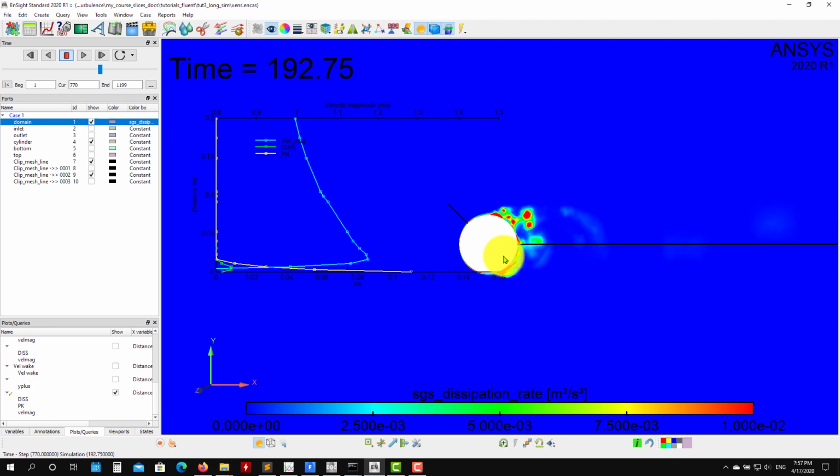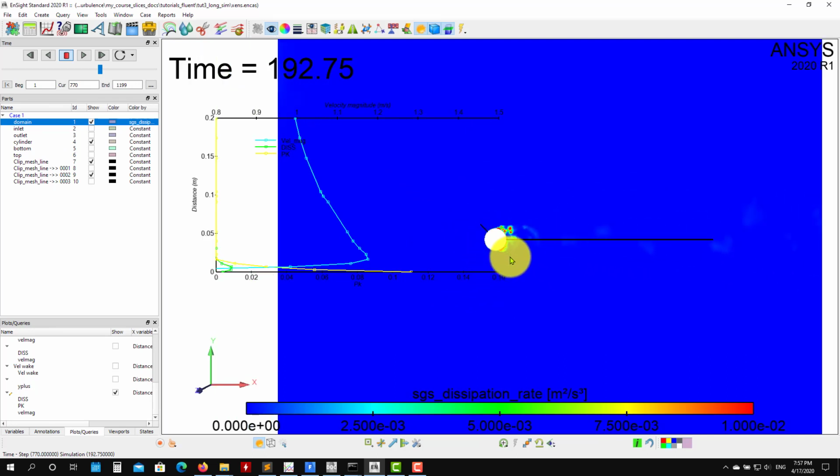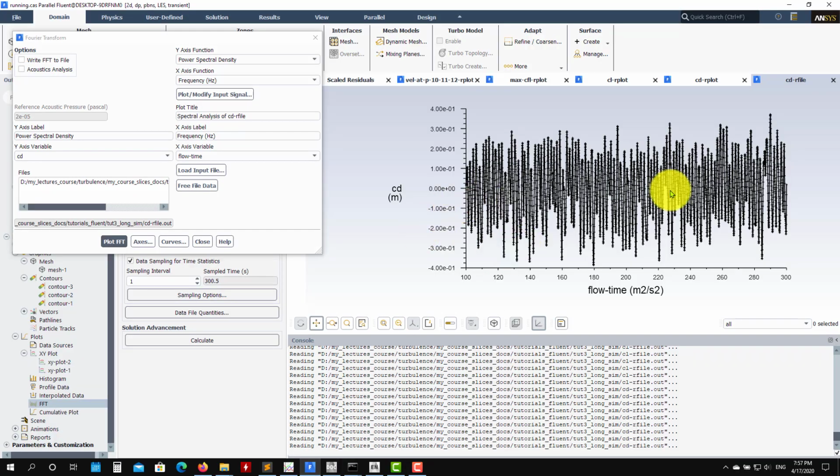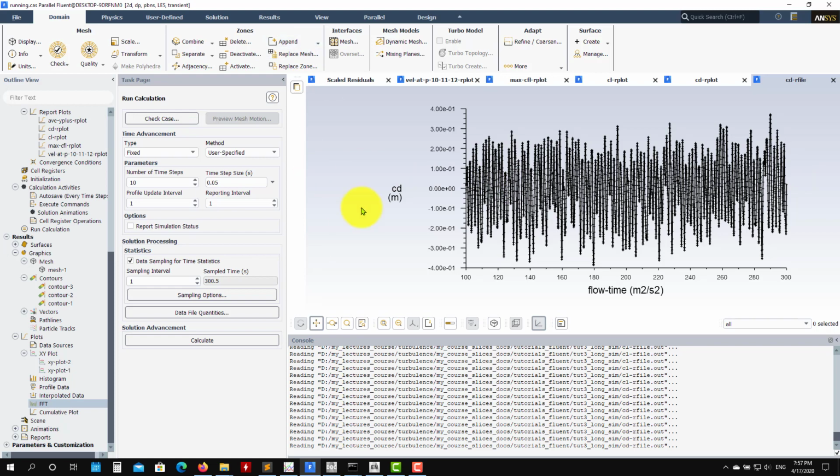I think that's all that I wanted to show you about this one. As you have time, you can run this signal a little bit longer and do the post-processing of this one. It's relatively fast. Okay, see you next time, bye.